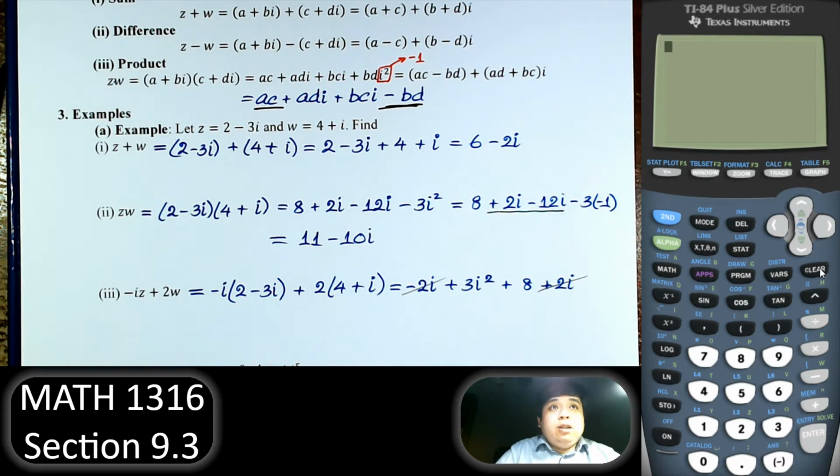Combine like terms, we cancel out, and i squared is negative 1.